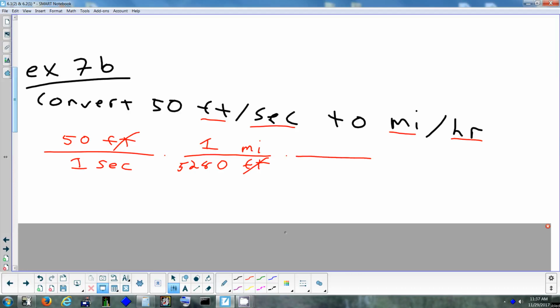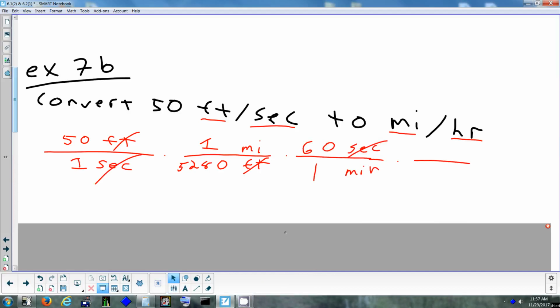So now we're going to convert seconds to minutes. So where would seconds go? Top or bottom? Top. How many seconds in a minute? 60 seconds, 1 minute. If you stopped here, you'd have a speed in miles per minute. We gotta go one more.